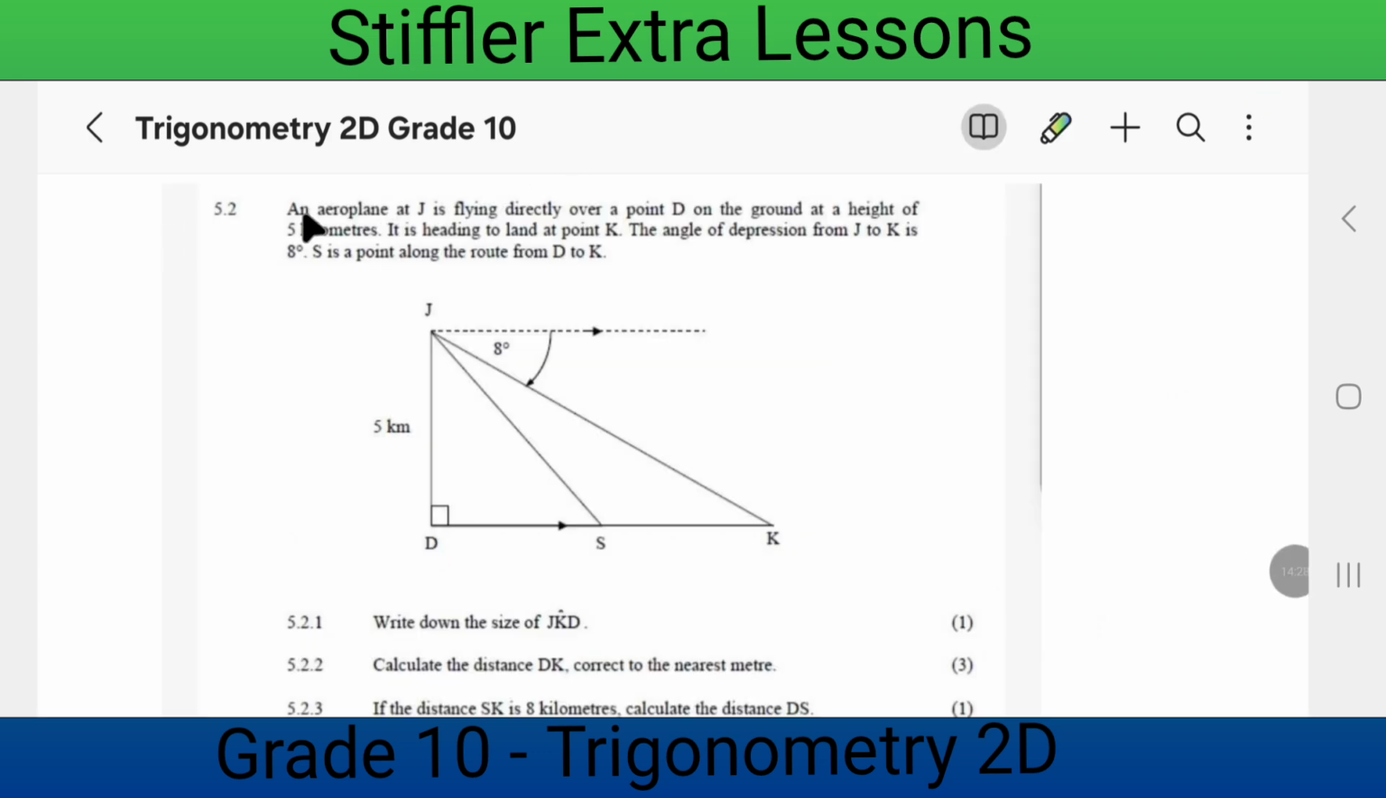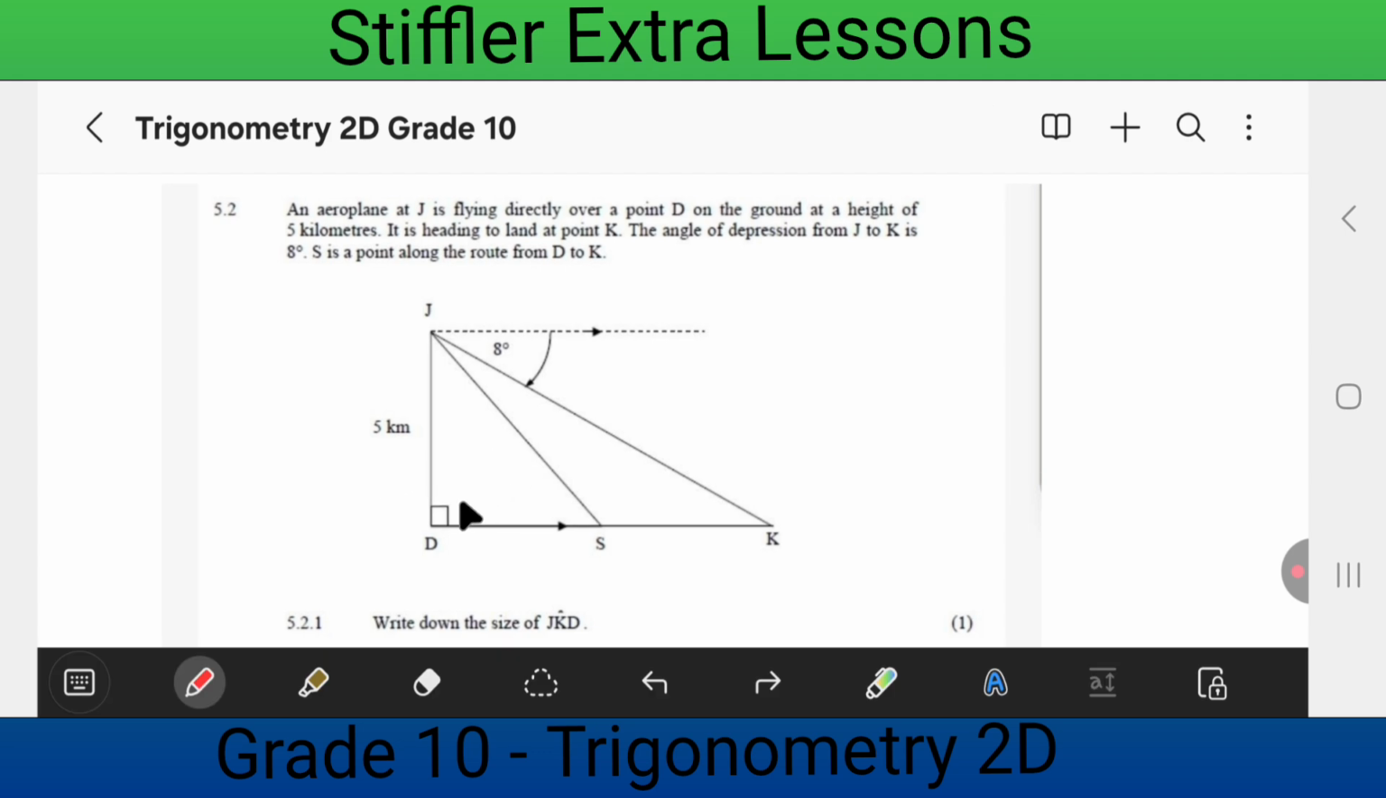Here we're having this example. It says that an aeroplane at J is flying directly over point D. So it is directly over it. So it means that it is 90 degrees here, as shown there. And then the height of 5 kilometers, at the height of 5 kilometers. So this is 5 kilometers away, right? It is heading to land at point K. So this is point K. The angle of depression from J to K is 8 degrees.